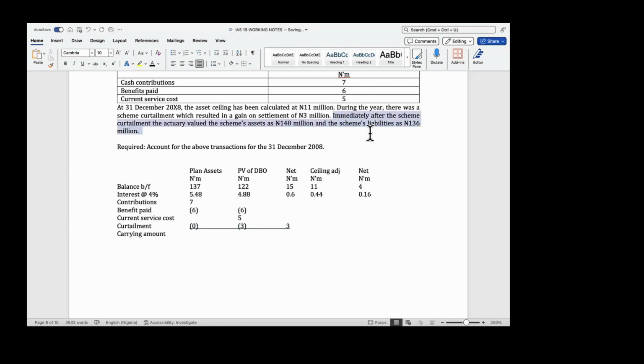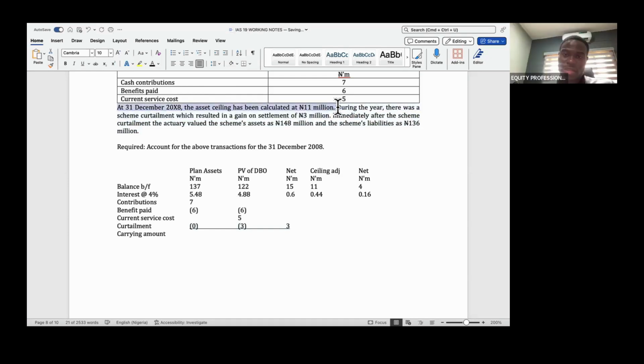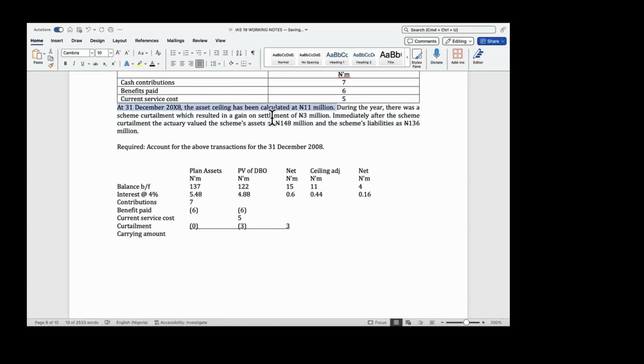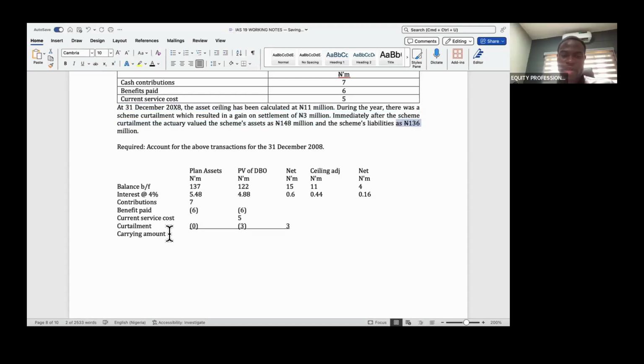Where we have immediately after the scheme, the fair value, the asset and the asset ceiling. The asset 148. This one, the 148 and 136. Yes, those are the fair value. I'll get to that now. After my carrying amount, those are my fair value. So how much is the carrying amount?